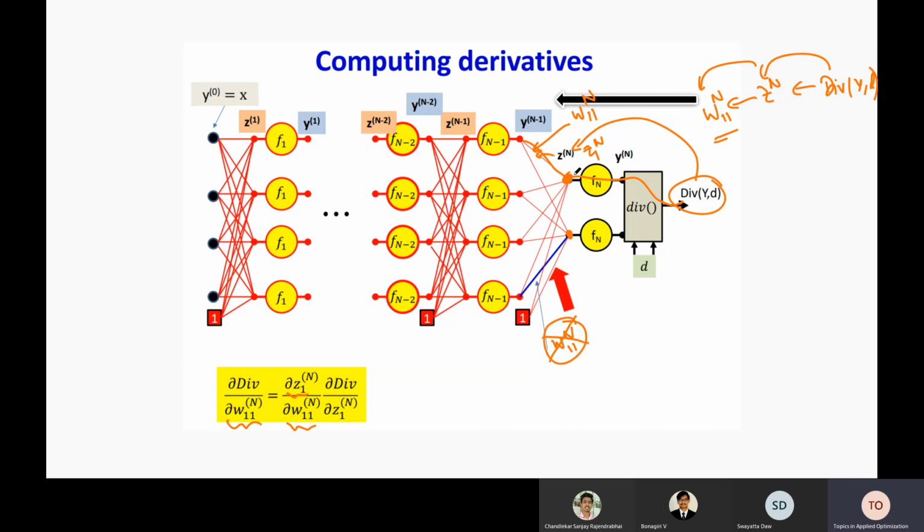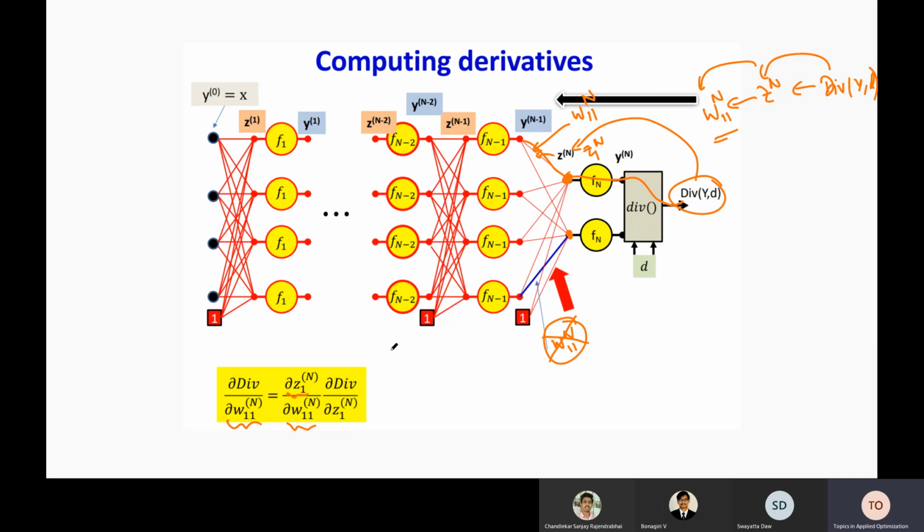W11 is here, and then we will also have W21, and then W31, W41, and then W12, W22, W32 and W42, something like that. So this way we can track the branch, and then we can compute the required derivative.